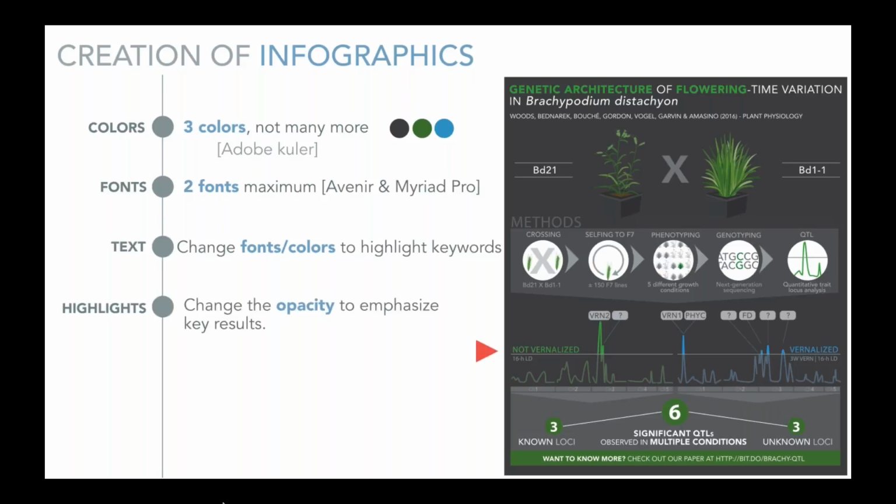When it comes to the results, I usually change the opacity to highlight key results. So for example, here you see that what is under the threshold is a bit opacified, so that what is above the threshold, the peaks, stands out.